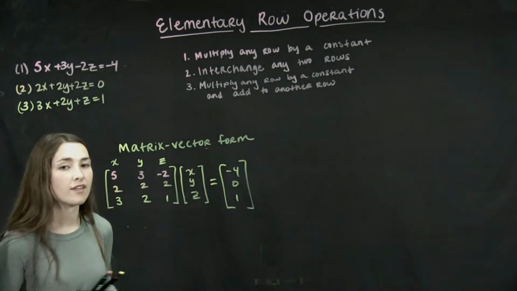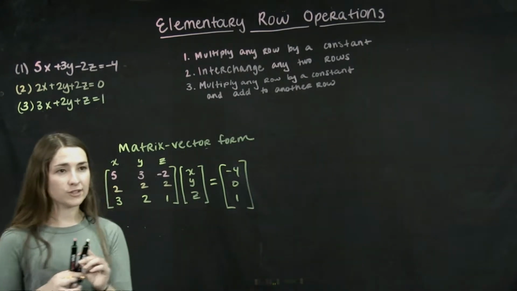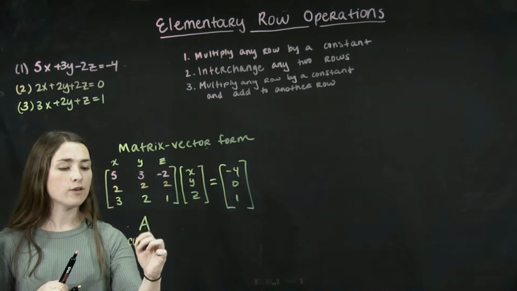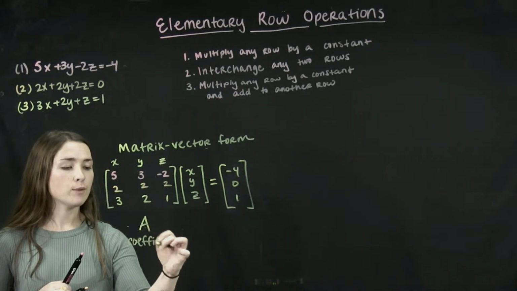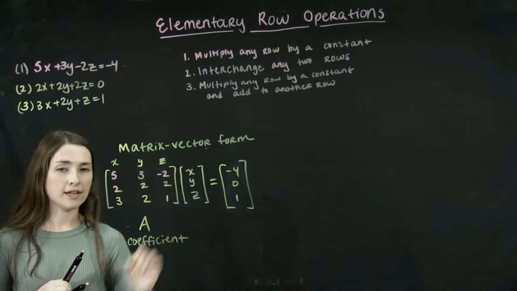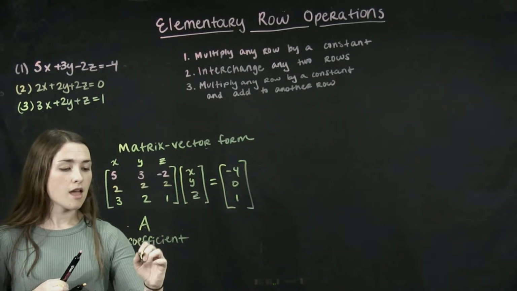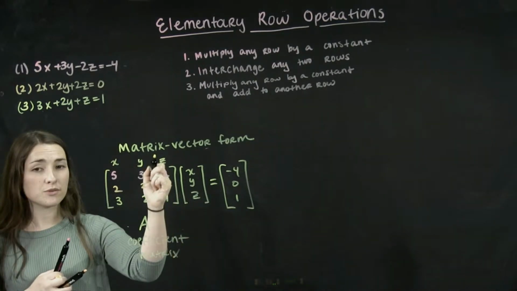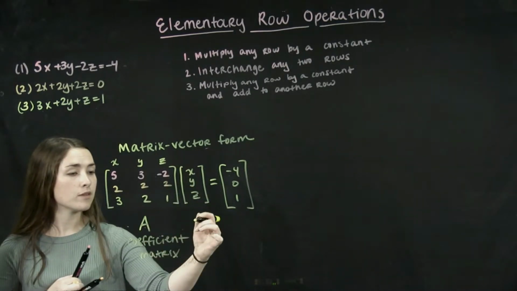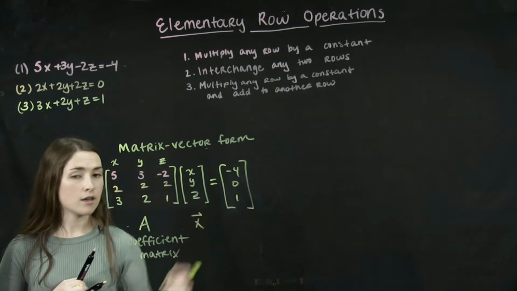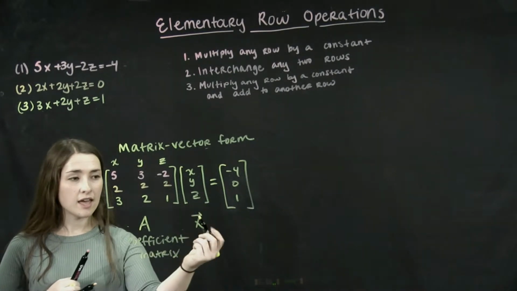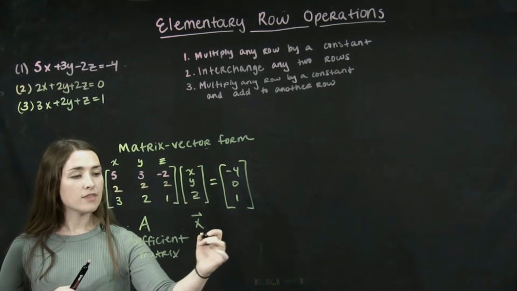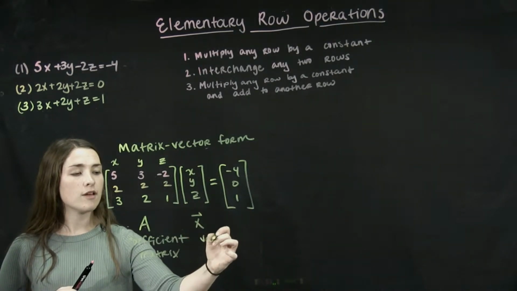So now, this is called our matrix vector form. And this matrix here is called our coefficient matrix, and we represent it using a capital A typically. And then our second vector here is represented with an x and the vector notation of a half arrow on top. And this is going to be our variable vector.